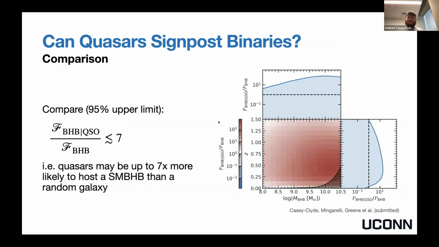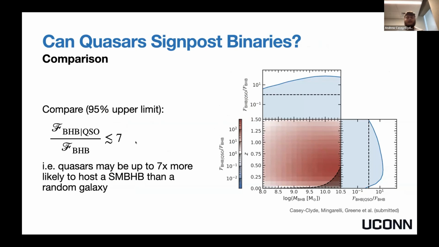All right, so the final thing that we're doing is this comparison to try to answer this question: can quasars signpost binaries? If we compare those occupation fractions I showed on the previous slide, the conclusion we come to is that, yes, they potentially can. In fact, quasars could host binaries up to 7 times more often than just the general galaxy population.